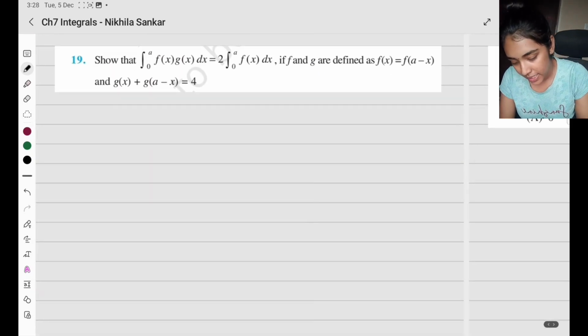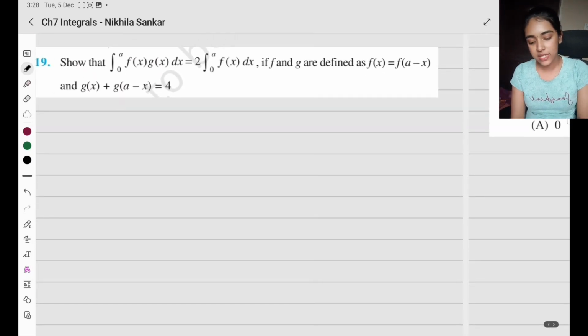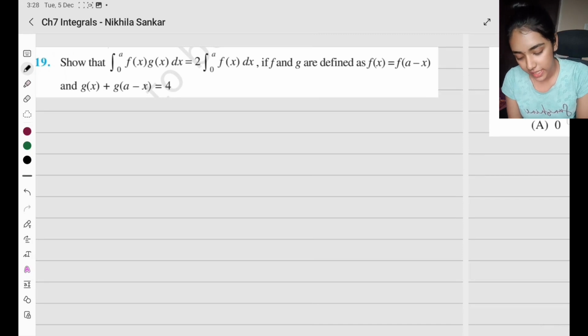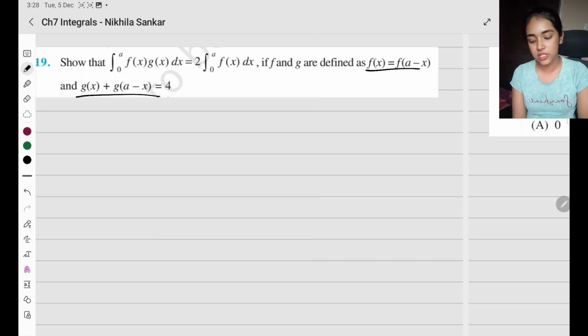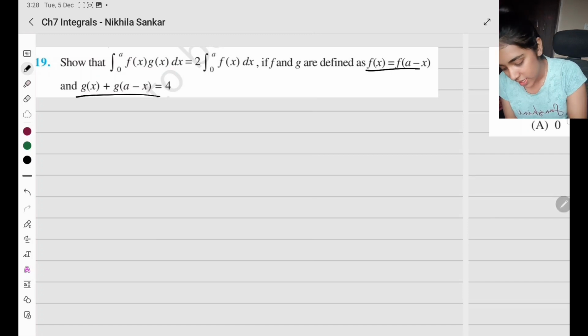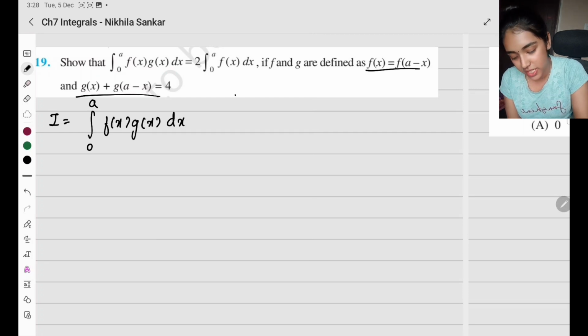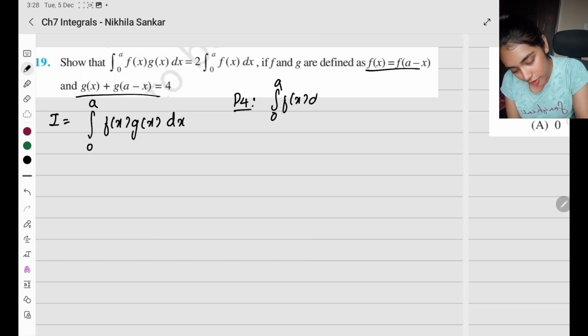Question number 19. Show that integral 0 to a f of x g of x equals 2 times 0 to a f of x if f and g are defined as this and g of x plus g of a minus x equals 4. So you need to find out 0 to a. Okay, now my I equals the question 0 to a f of x times g of x times dx. So using property number 4, I know integral 0 to a f of x dx is going to be integral 0 to a f of a minus x times dx.